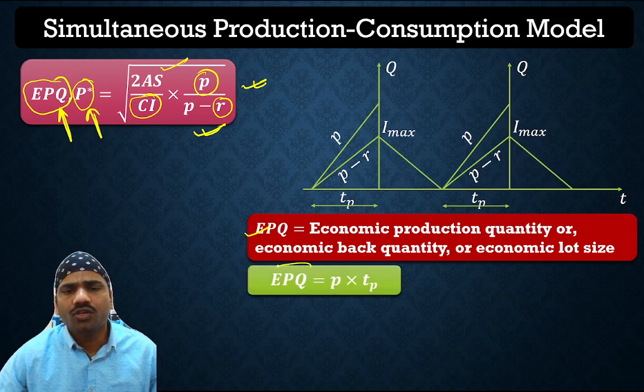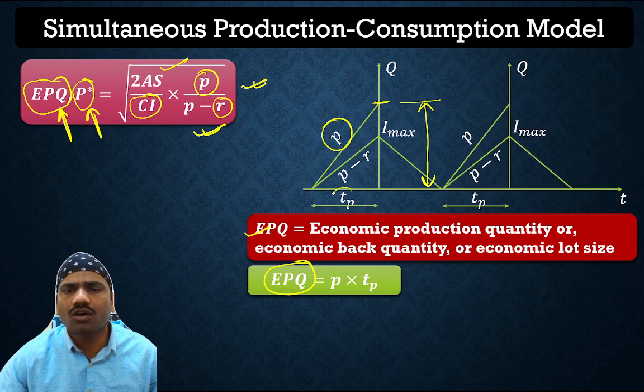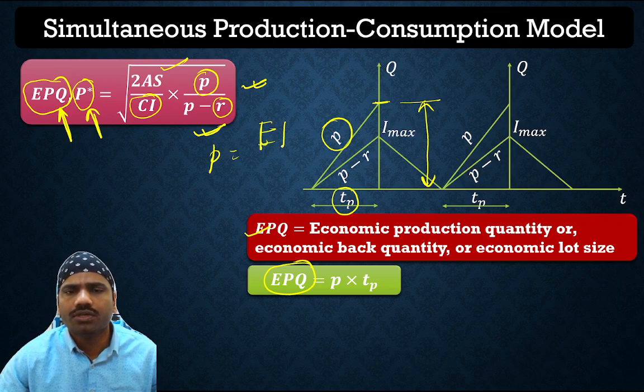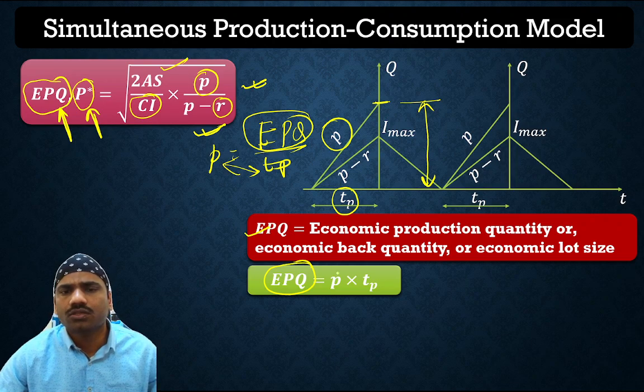So we can find EPQ by another way also. EPQ, economic production quantity. Let us say this value is EPQ. How can we find it? We have a production rate. How will we find the production rate? It is the quantity produced per unit time. The quantity produced is EPQ per unit time, so that is TP. So we can find EPQ by cross multiplication of this: EPQ equals P into TP.